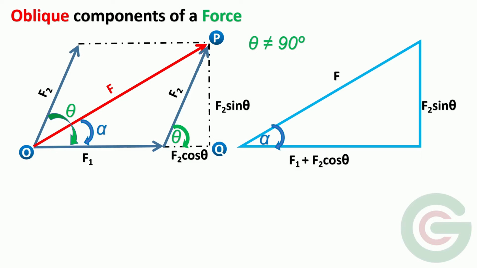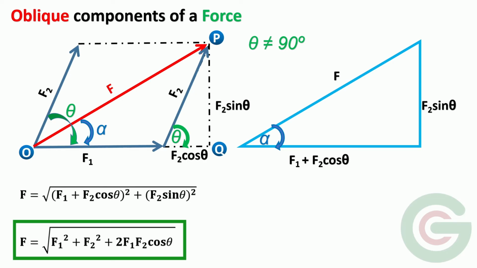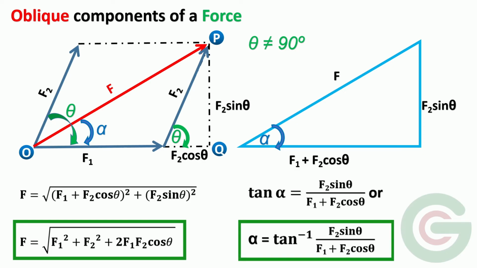From the triangle, we get the resultant force F is equal to root of (F1 plus F2 cos theta) whole square plus (F2 sin theta) whole square. Expanding the terms and simplifying, we get F is equal to root of F1 square plus F2 square plus 2 F1 F2 cos theta. We can also find the angle alpha by taking tan alpha is equal to opposite side by adjacent side, which is equal to F2 sin theta by F1 plus F2 cos theta, or alpha is equal to tan inverse of F2 sin theta by F1 plus F2 cos theta.